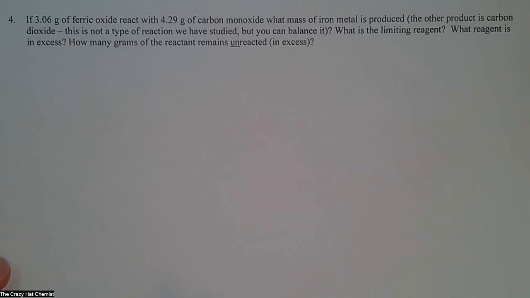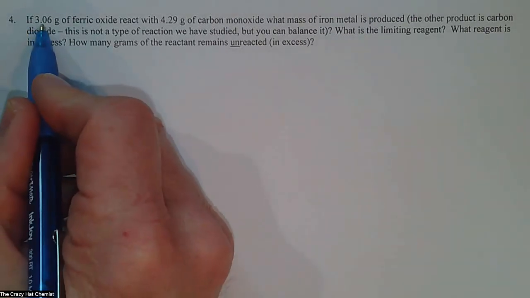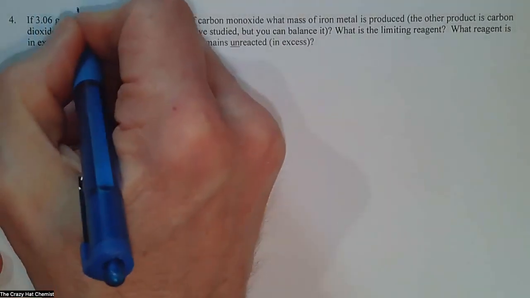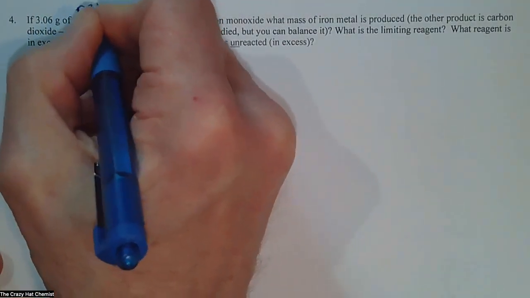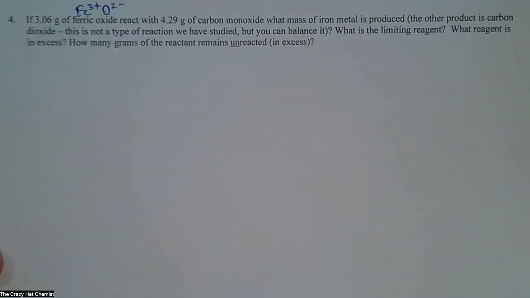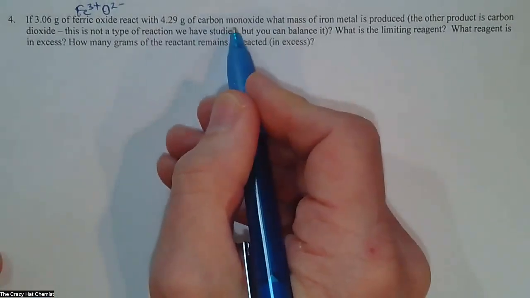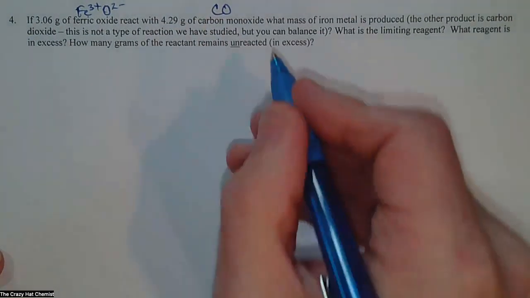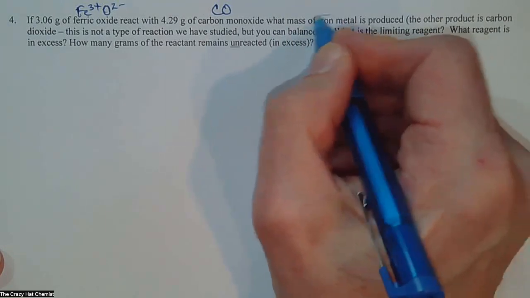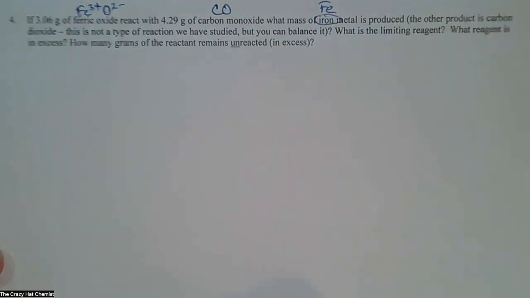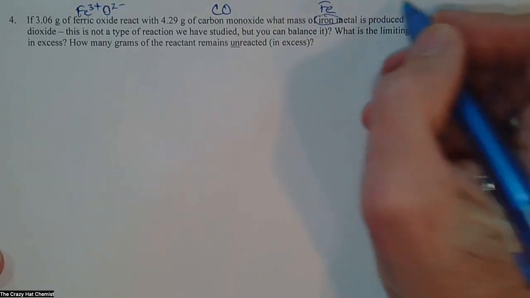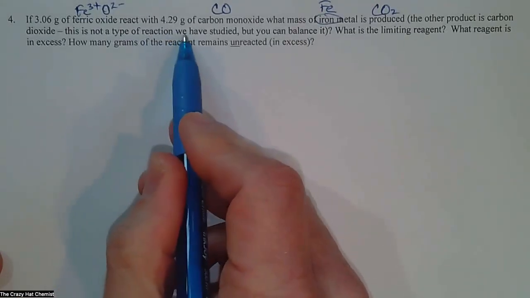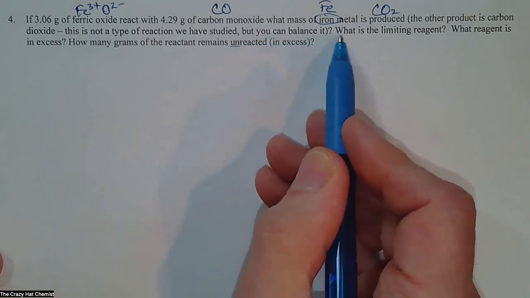So here we go. We have: if 3.06 grams of ferric oxide, Fe3+ and O2-, reacts with 4.29 grams of carbon monoxide, that's a binary nonmetal, what mass of iron metal, that's Fe, is produced? The other product is carbon dioxide, that's CO2. This is not a type of reaction we have studied, but you can balance it.